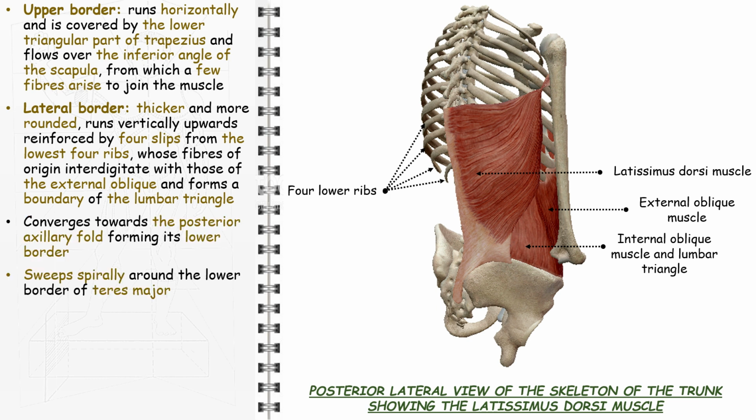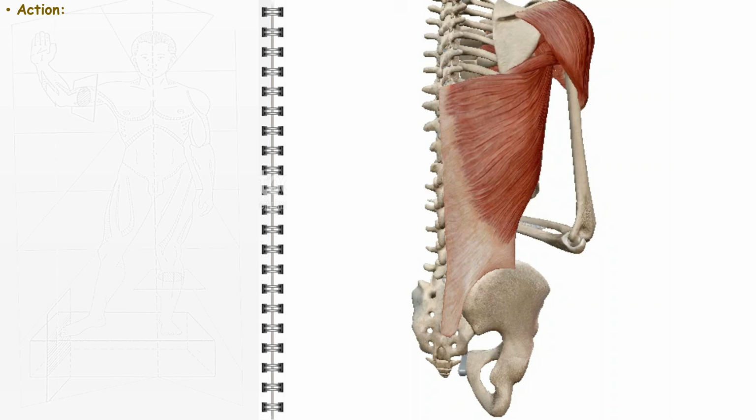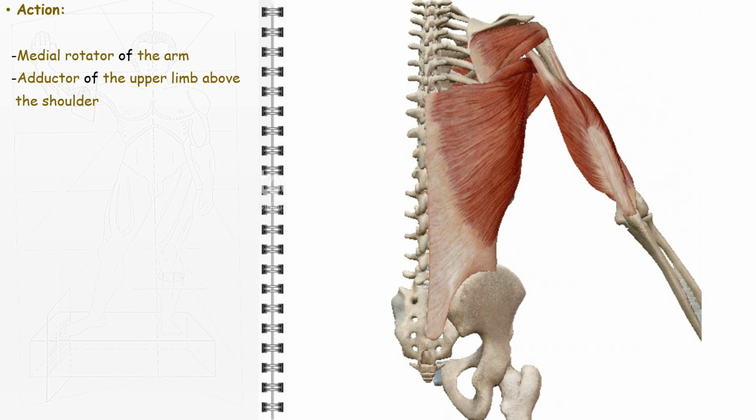teres major. Its insertion, by a terminal tendon about 2 centimeters long and half as broad, enters the intertubercular groove of humerus and attaches to its floor. The latissimus dorsi muscle is medial rotator of the arm, adductor of the upper limb above the shoulder and elevator of the pelvis and trunk.